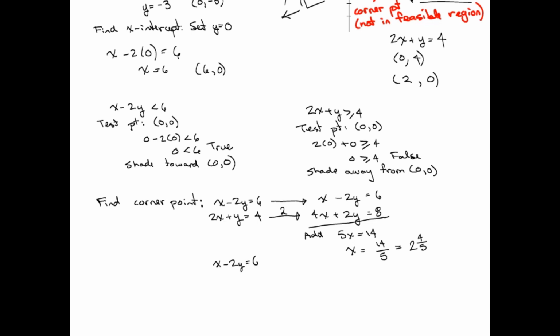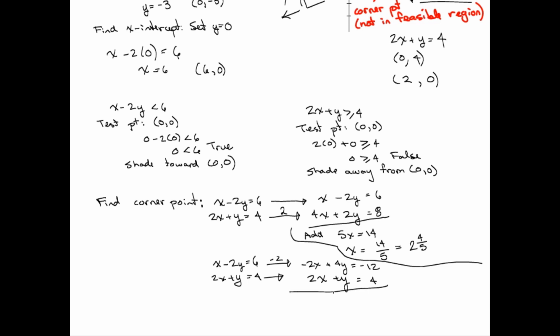So I go back to my system, x minus 2y equals 6, 2x plus y equals 4. This time I'm going to multiply the first one by negative 2 and leave the second one alone. This will give me negative 2x plus 4y equals negative 12. Here I still have 2x plus y equals 4. If I add these, I'm going to get 5y equals negative 8. So my y is equal to negative 8/5, or negative 1 3/5.